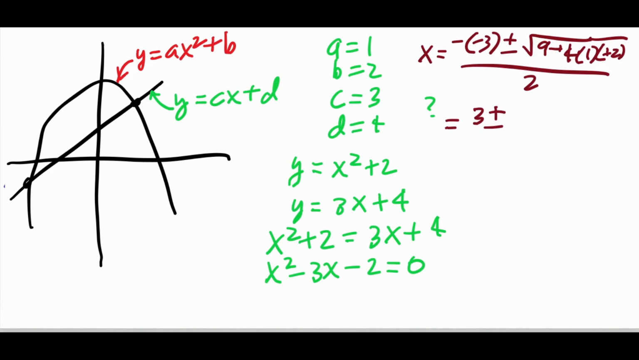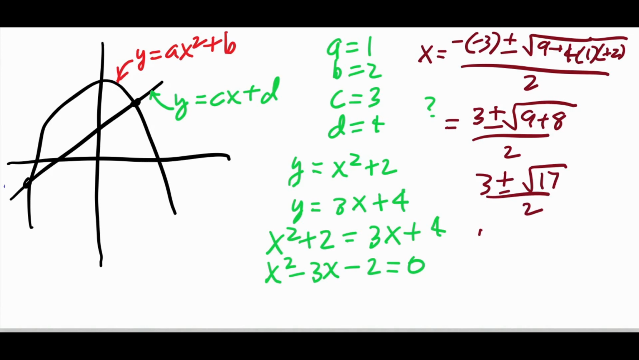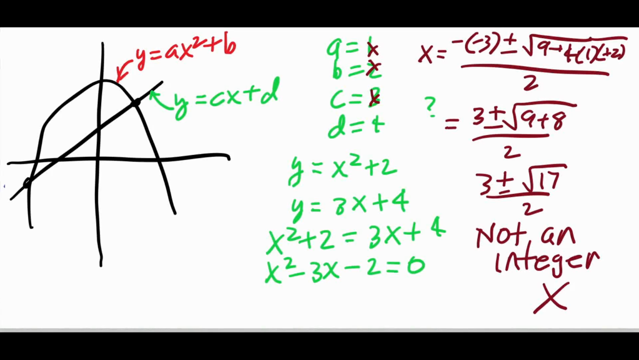So we simplify, and under the radical, you've got 9 plus 8. The two negatives become a positive. So the square root of 9 plus 8 is the square root of 17. And that's not going to be an integer. So that's going to mess up our answer. Neither of the x's is going to be an integer, and so that doesn't work. So we have to try again.